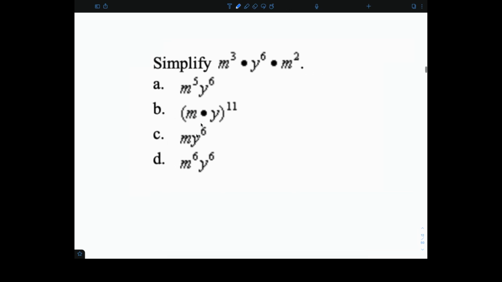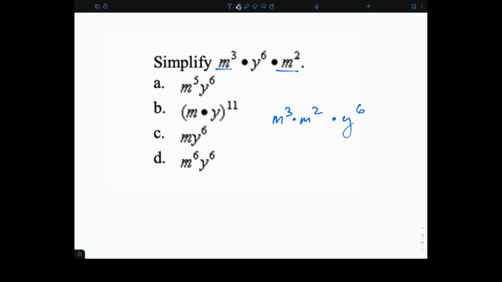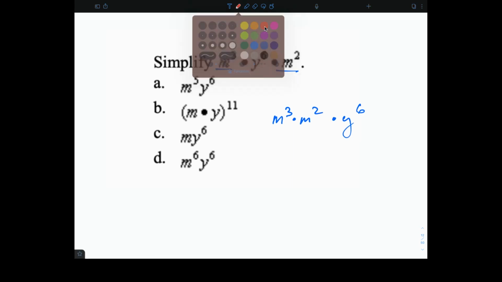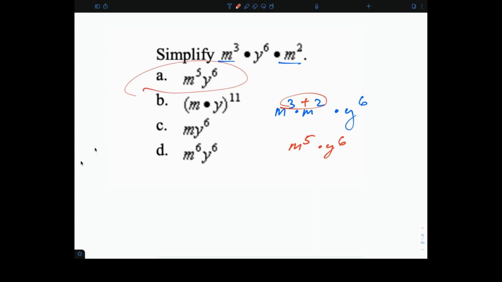Next up, okay, so this is just more of what we've done. We're going to multiply values that are alike. So you have m cubed times m squared. The values that are not alike, y to the 6, hang out by themselves. So what do we do when we multiply? We add the exponents. So it's going to be m to the 5th times y to the 6, and that's my answer. All right, let's keep it going.